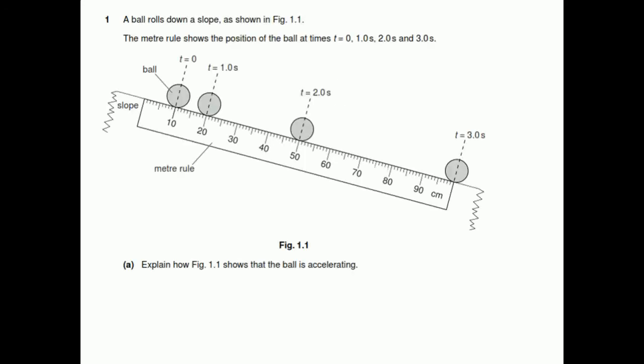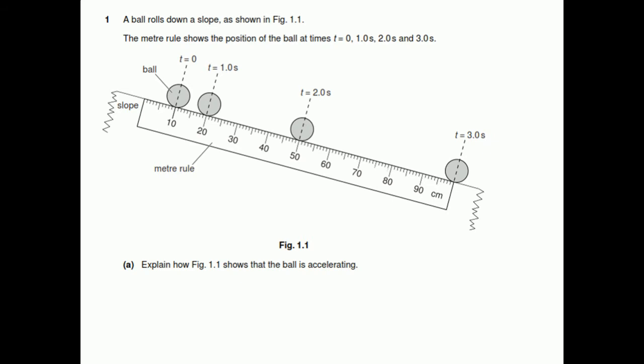Question number 1. A ball rolls down a slope as shown in figure 1.1. The meter rule shows the position of the ball at time t equal to 0, 1.0 second, 2.0 seconds and 3.0 seconds. Part A. Explain how figure 1.1 shows that the ball is accelerating.